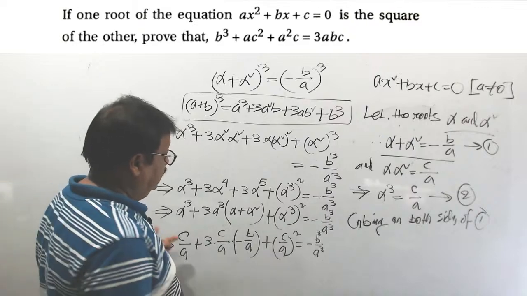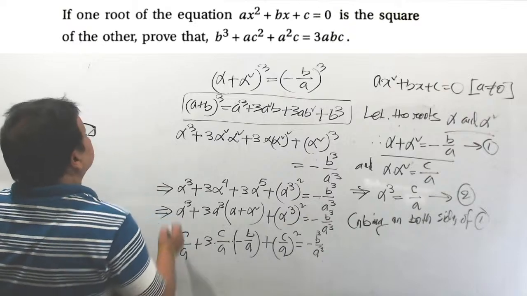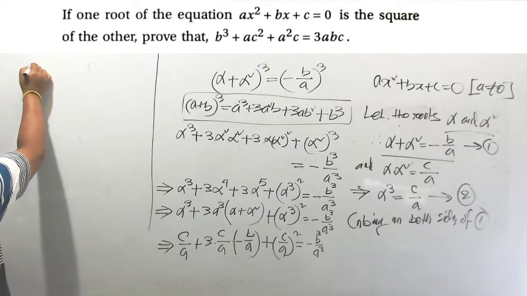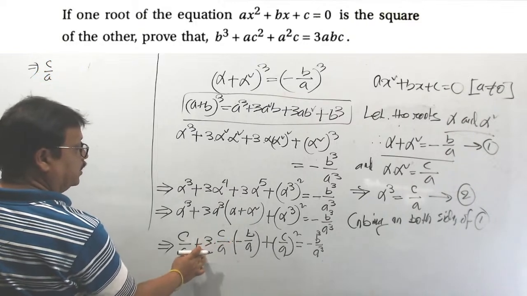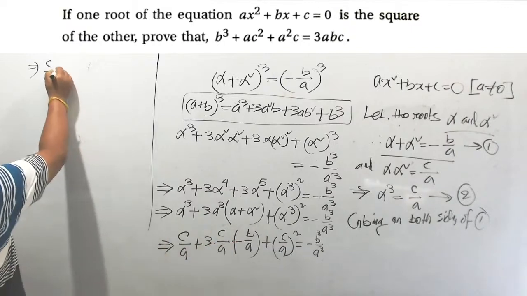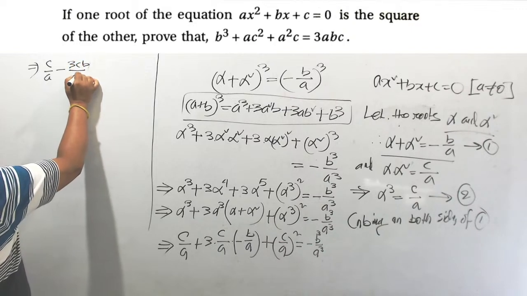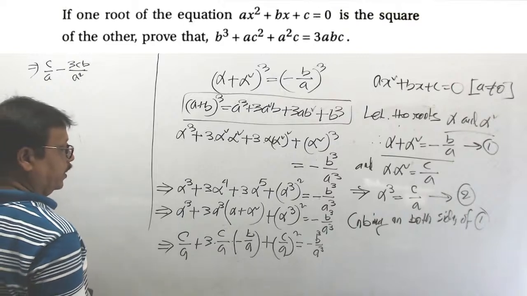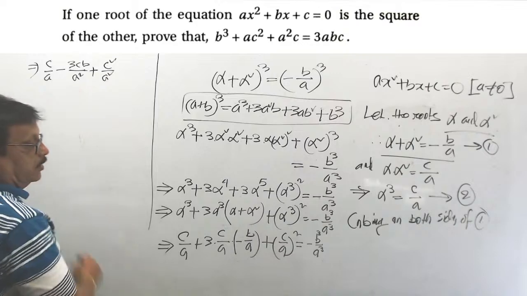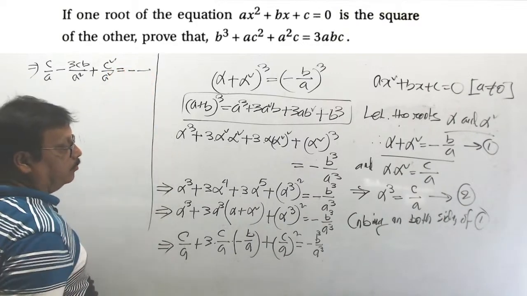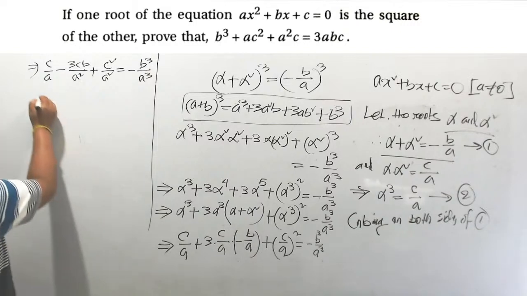Now simplify. Alpha is eliminated, alpha is gone, it is not here. Now simplify. This implies c by a minus 3cb by a square plus c square by a square equals minus b cube by a cube.